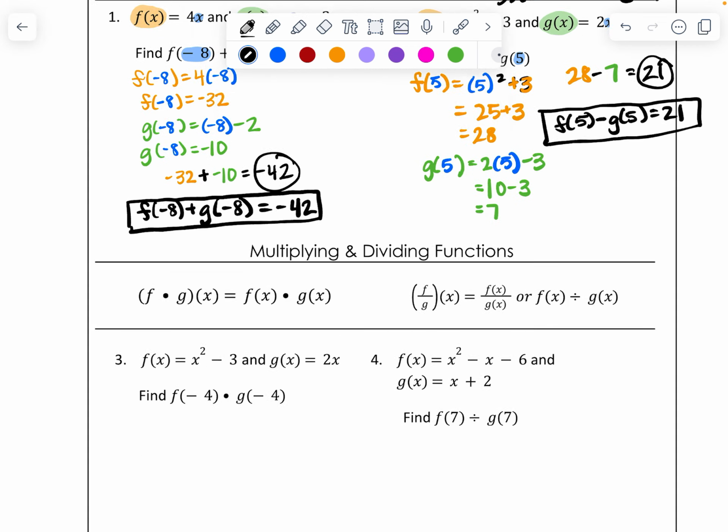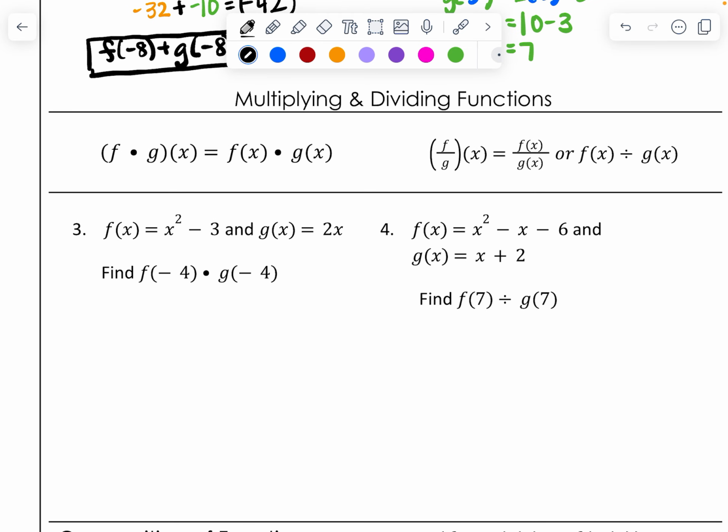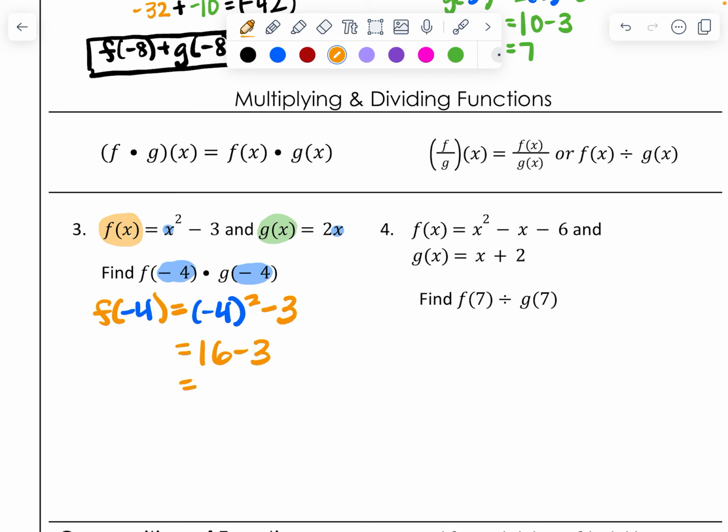Okay, what about multiplying and dividing? So number 3 wants us to multiply f of negative 4 and g of negative 4. So I'm putting negative 4 here in f of x and here in g of x. So f of negative 4 equals negative 4 squared minus 3, which is 16 minus 3, which is 13.